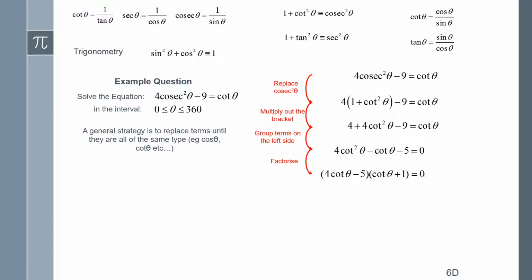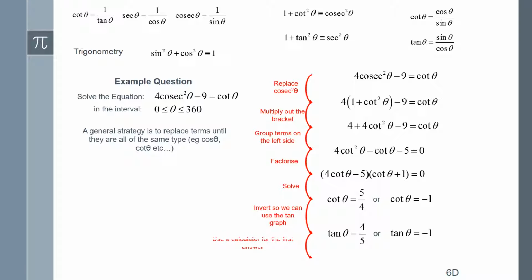Now we can factorise that: 4 cot theta minus 5, cot theta plus 1. So now there are two solutions: either cot theta is 5 over 4 or cot theta is equal to minus 1. If we invert it so we can use the tan graph, tan theta is 4 over 5 or tan theta is minus 1.